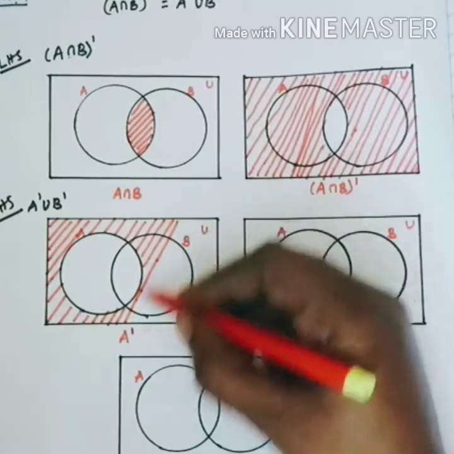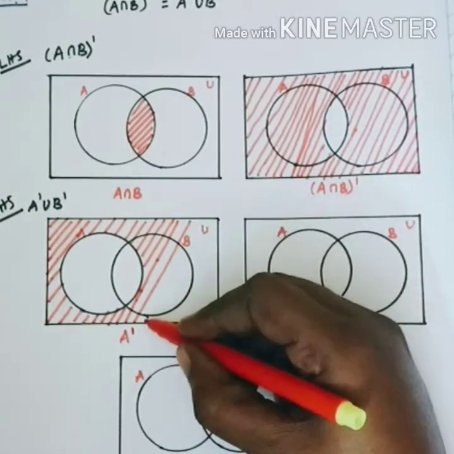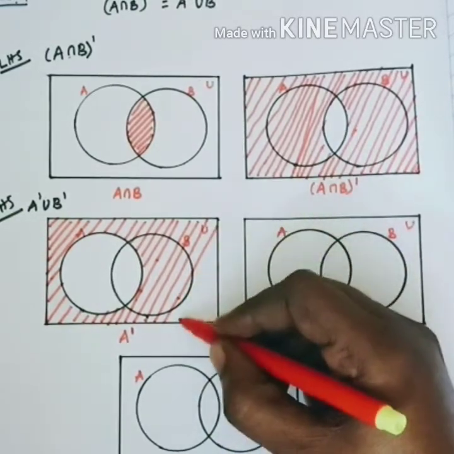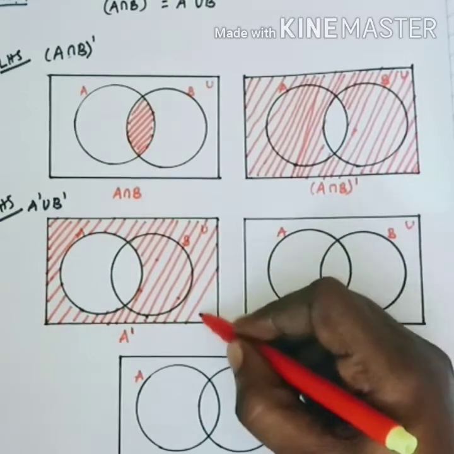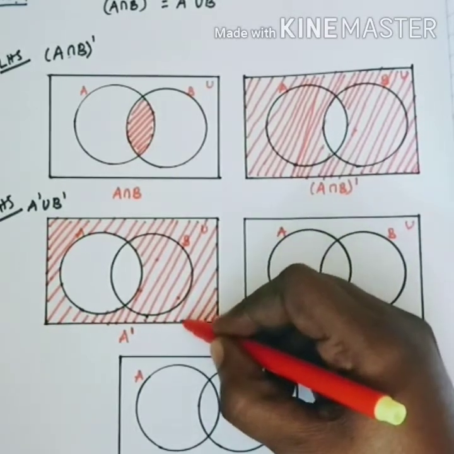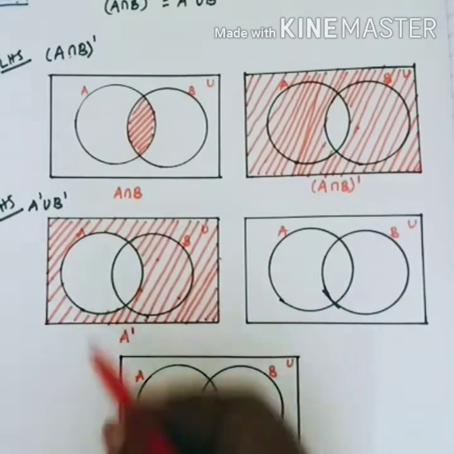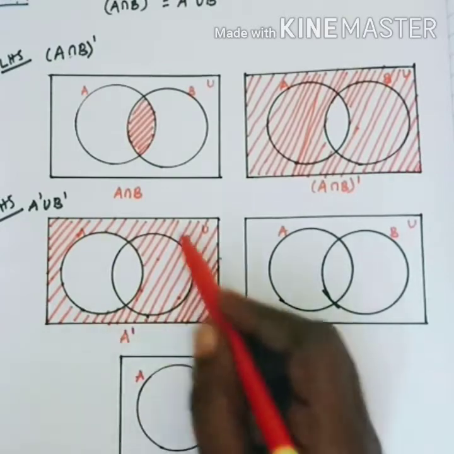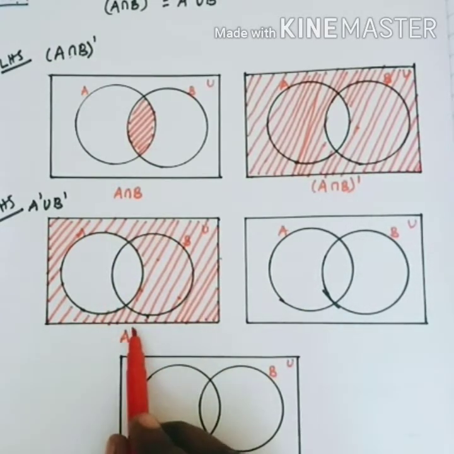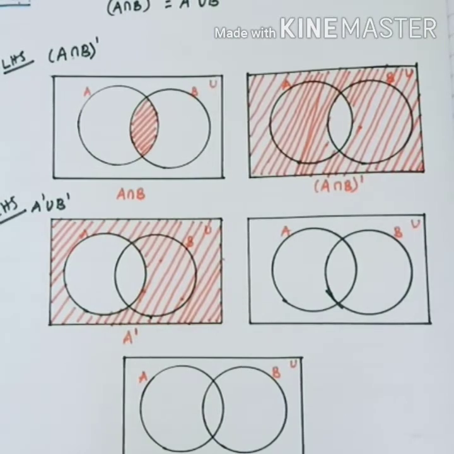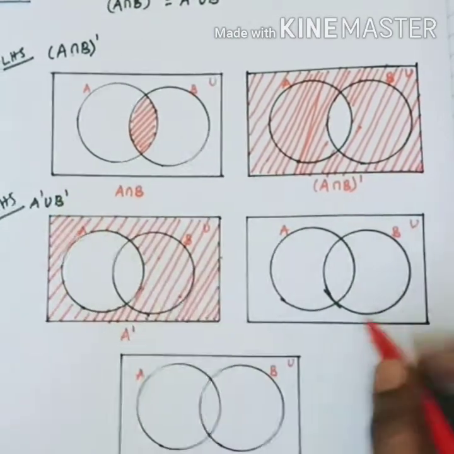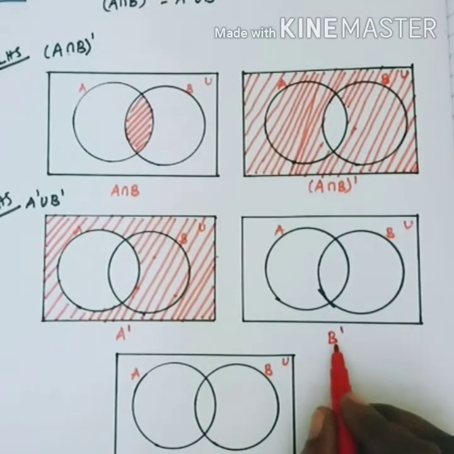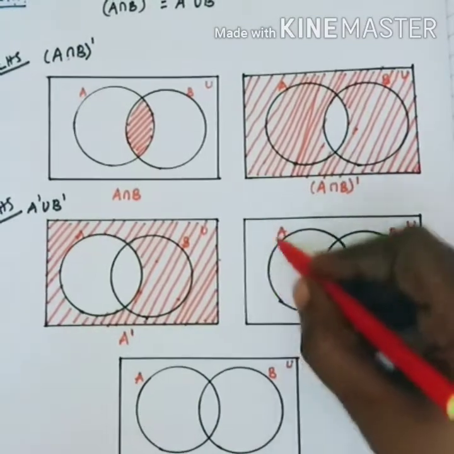Don't touch the set A. When you write in your notebook, use a scale. This is your A dash. So don't shade the set A. Shade the remaining portions of the universal set. Now we have to identify what? B dash. B dash means what? Don't shade the set B and shade the remaining portions in the universal set.